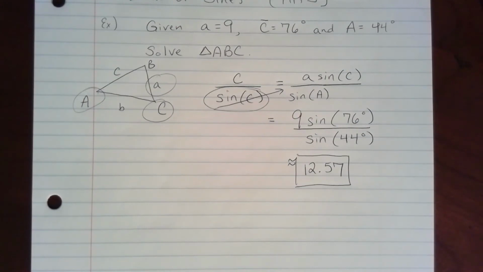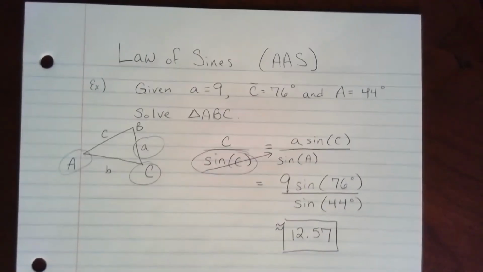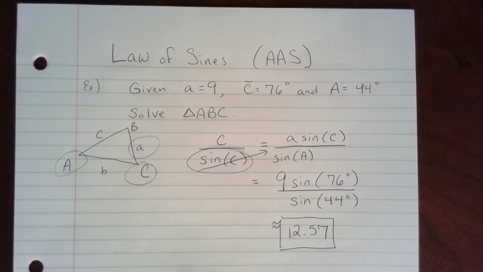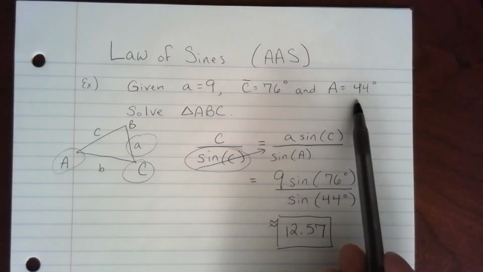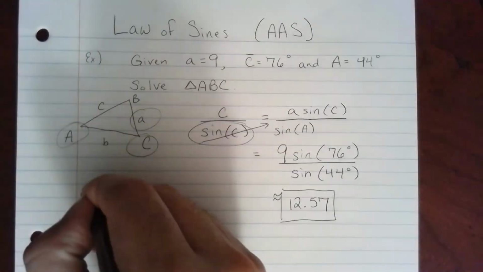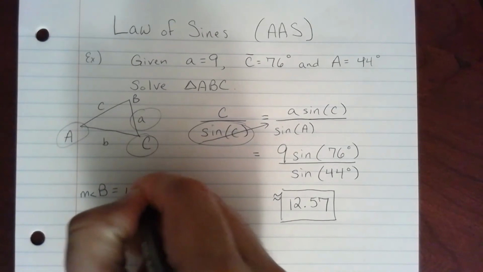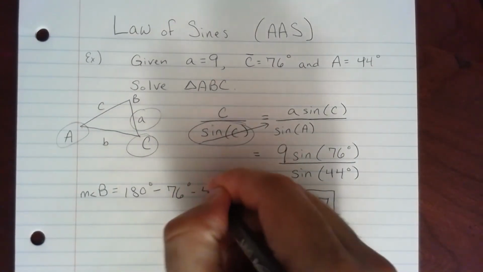Now you might look at this and go, well, Mr. Moffat, I don't know how to find little b or big B because I don't have the other one. And a lot of people will stumble on these, but they're overlooking a very basic fact. We have two angle measures. Wouldn't the measure of angle B just equal 180 minus the other two angles? That seems pretty intuitive to me.